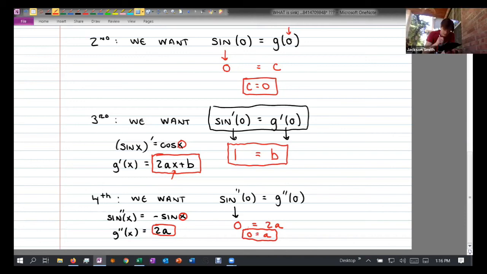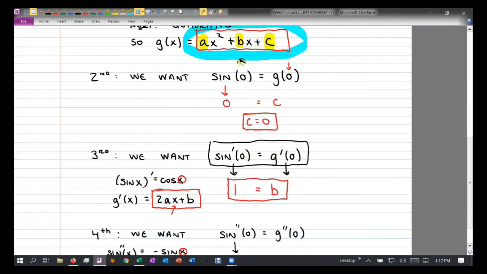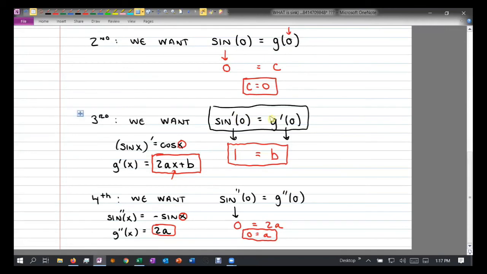Why am I not going to keep going right now? Because we found each variable. We found them, right? Because we said we wanted to approximate it with a quadratic. We made that decision early in the problem. We said we're going to try and approximate sine with a quadratic. So we made them match at 0, we made their first derivative match at 0, we made their second derivative match at 0.